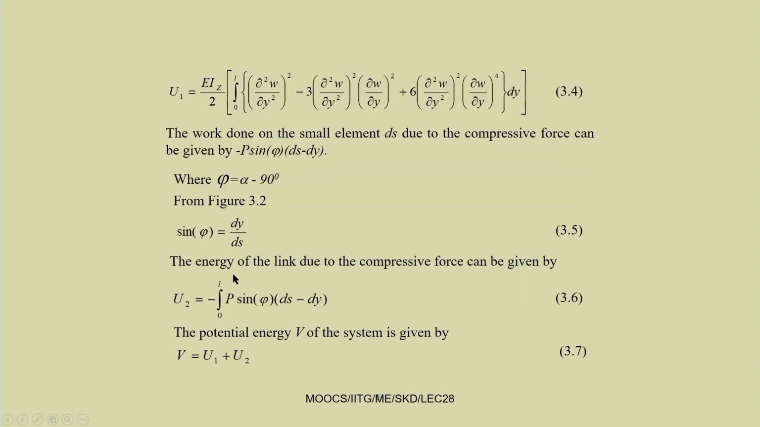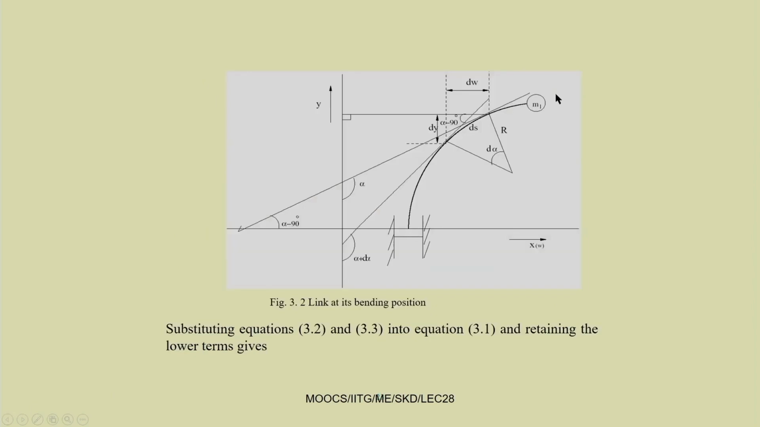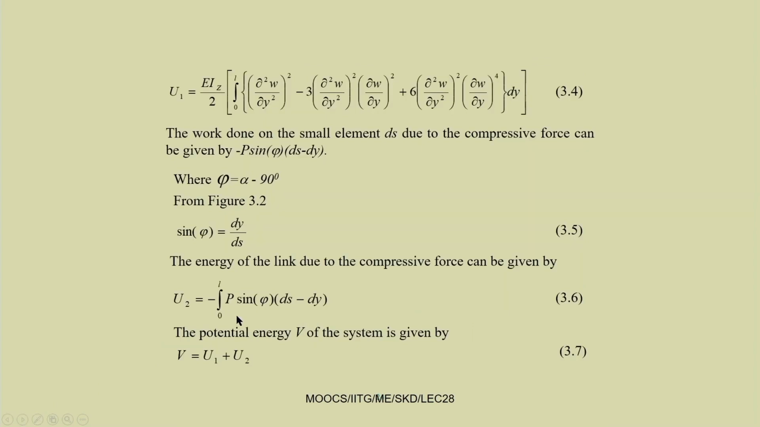Similarly, the energy of the link due to the compressive force, if we are applying a compressive force at the end of the beam, a compressive force is acting. In that case it can be written, let P be the force acting, so it is equal to minus P sin psi into (ds minus dy). The potential energy V of the system, total potential energy, will be equal to U1 plus U2.